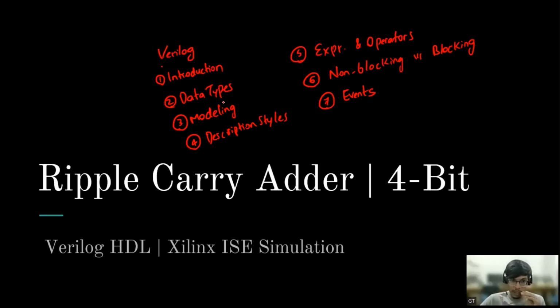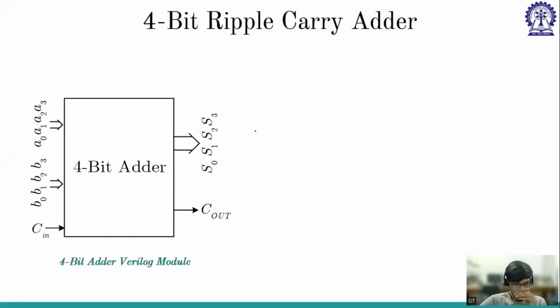Now, using whatever we have learned till now, we'll implement a ripple carry adder, a 4-bit ripple carry adder. First we'll understand the Verilog HDL, then we'll go into the Xilinx simulation and see whether our code is working or not, and how to use Xilinx ISim. As you know, a 4-bit ripple carry adder means we have two inputs, input 1 and input 2, and it also has a carry. The output is again 4-bit, with the output carry.